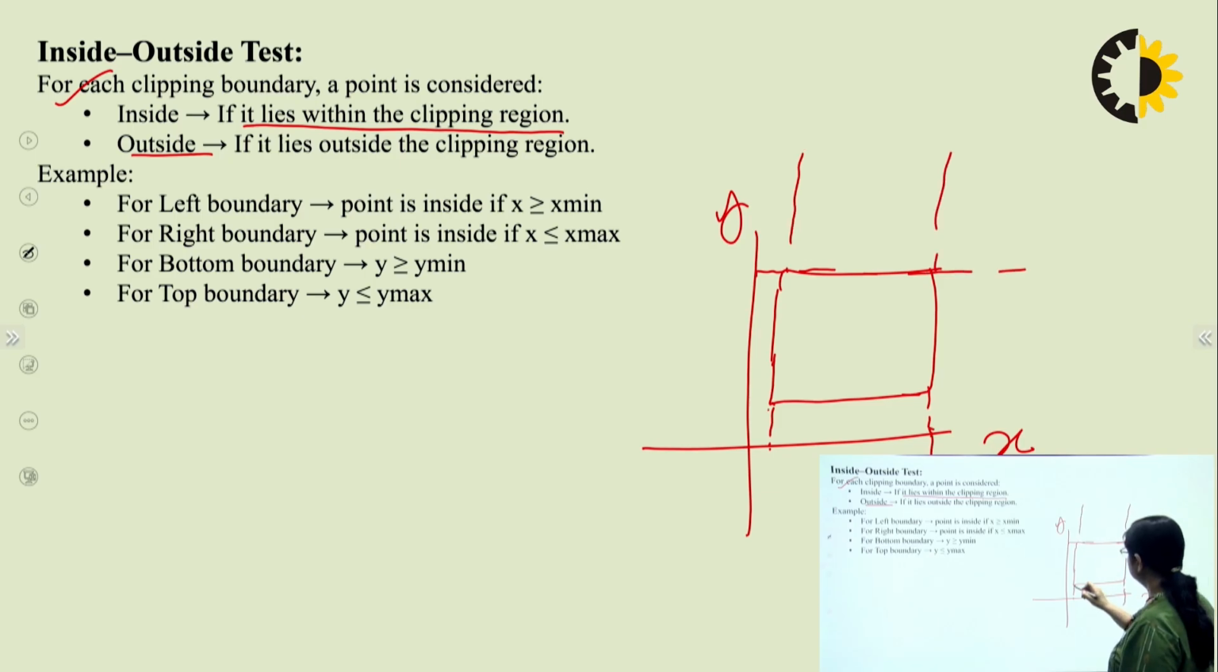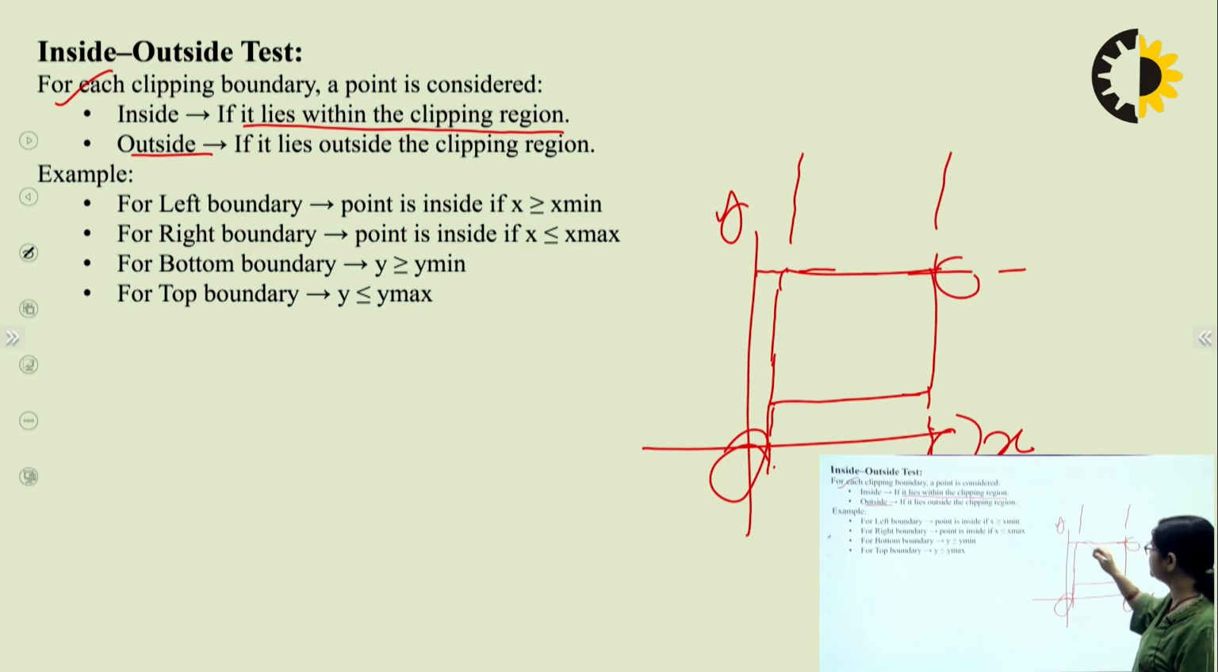And we know, so this is your left boundary, right? This will be your x min, this will be your x max, this will be your y min, sorry, this will be your y min, and this will be your y max, right? So this is what we are taking.